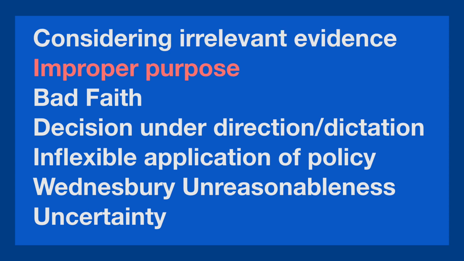We know that discretionary decisions are invalid if they're made in bad faith, or if they're made at the behest of another person, or if there's simply an inflexible application of policy without considering the individual circumstances. We know decisions are invalid if they're so unreasonable that no reasonable decision maker could have made the decision, and we know decisions are invalid if they are uncertain. Those are the grounds on which we can challenge the lawfulness of a decision. But if we're successful, what happens then? That's what we're going to turn to next week.